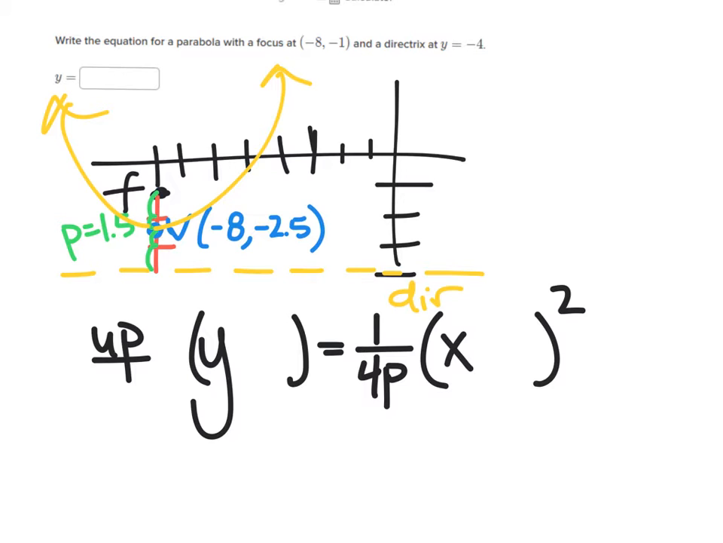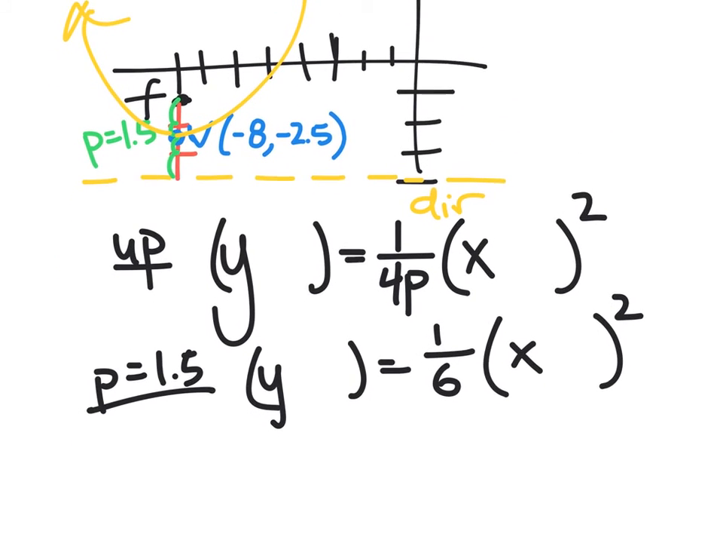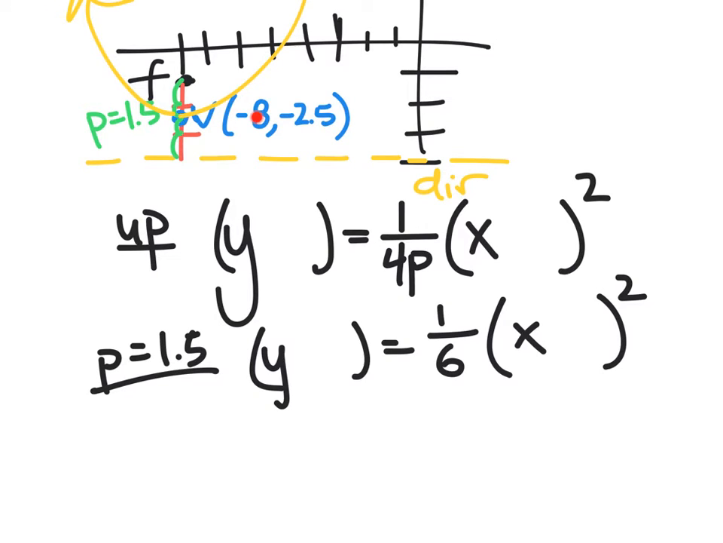Then we're going to plug in p. We know that p equals 1.5, so y equals 1/4 times 1.5, which is 1/6, times x squared. Then we're going to use the fact that the vertex is at -8, -2.5. So x has been moved to the left by 8, so we're going to add 8, and y has been moved down by 2.5, so we're going to add 2.5.